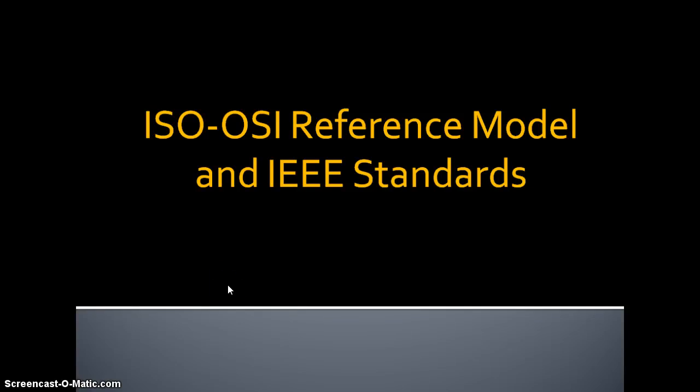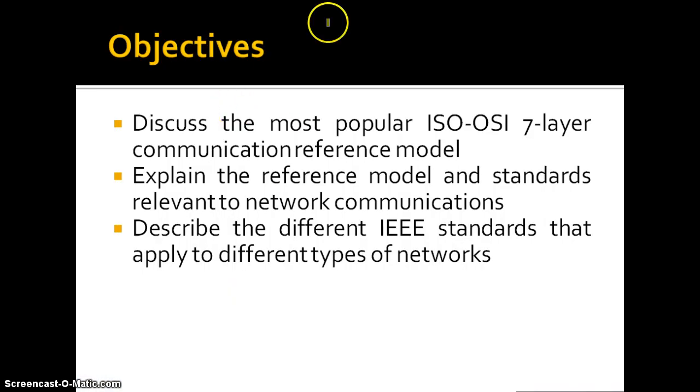The ISO OSI reference model and the IEEE standards. The next slide will be discussing the objectives of this presentation. We will be discussing today the most popular ISO OSI 7-layer communication reference model. We will also be explaining the reference model and standards which are relevant to network communication. Also, the presentation describes the different IEEE standards that apply to different types of networks.